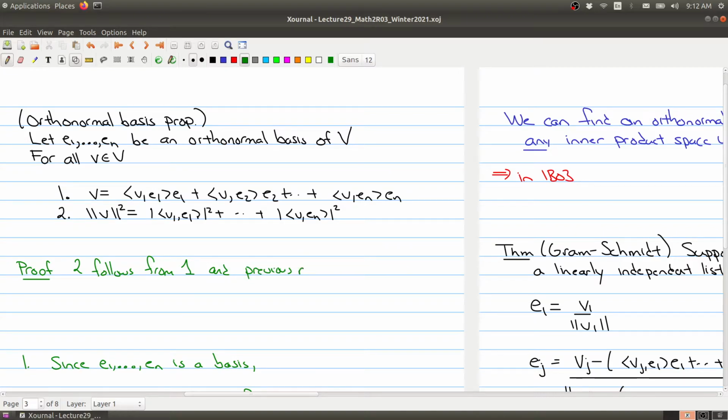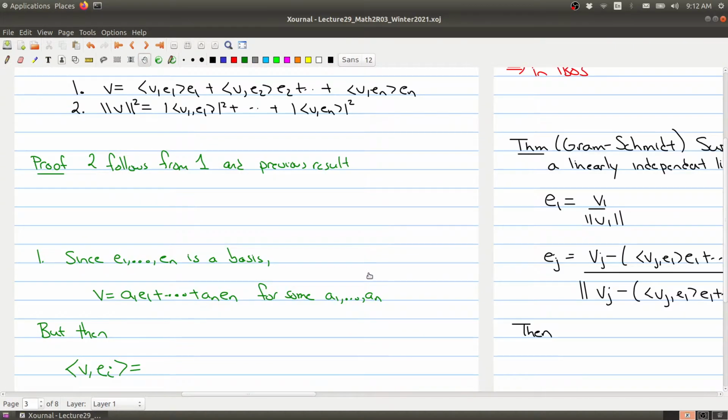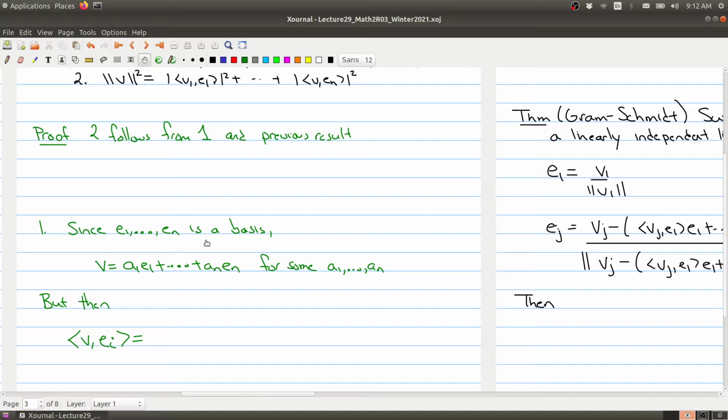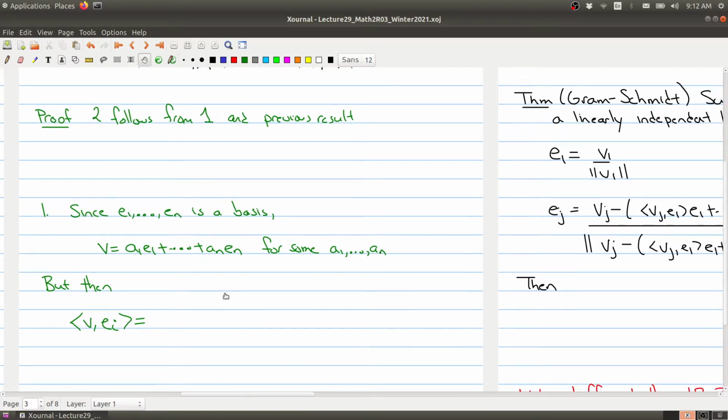Okay, and why is that? Because E1 through En are orthonormal, we know that the norm is just simply the coefficients that show up when you write V as the linear combination. So what about the first part? Well, since E1 through En is a basis, V can be written as a linear combination of these vectors E1 through En for some A1 through An. Now our goal is to say that we can actually compute what these are using inner products.